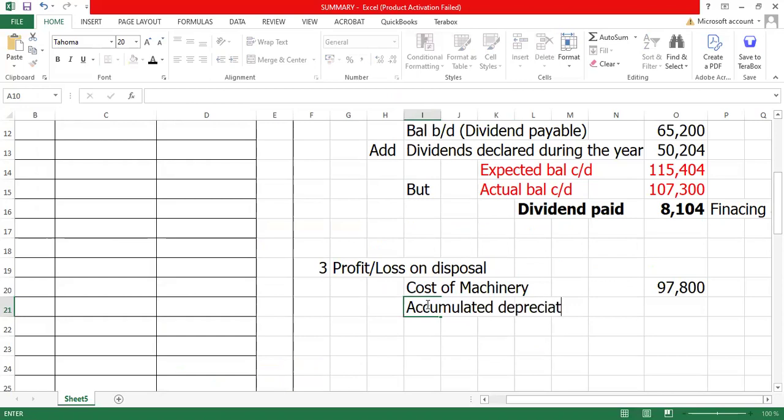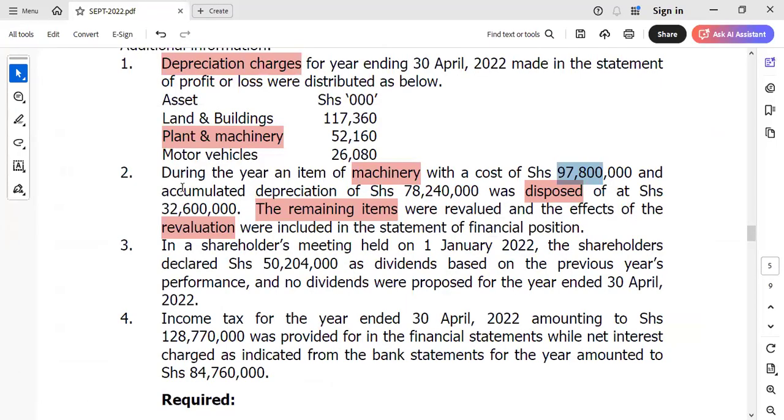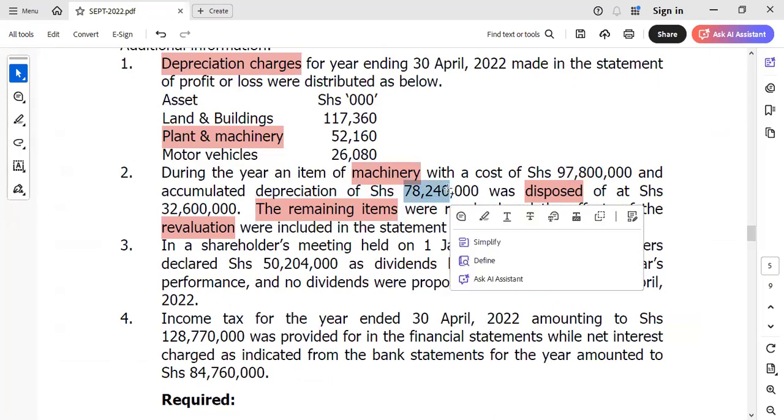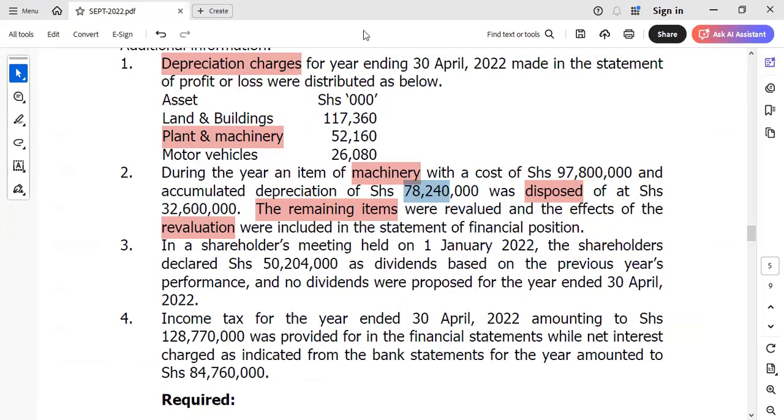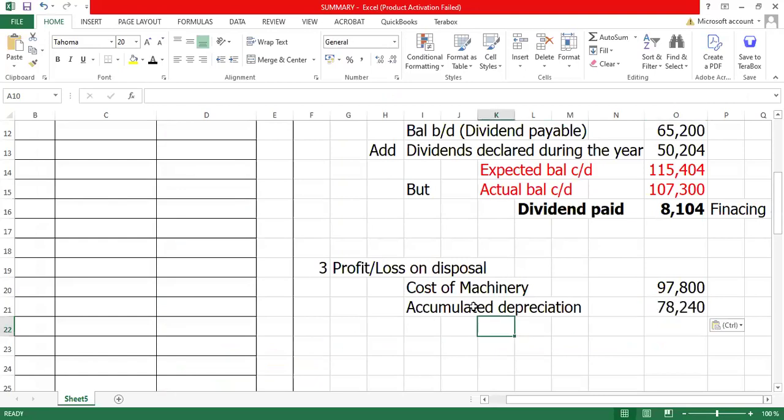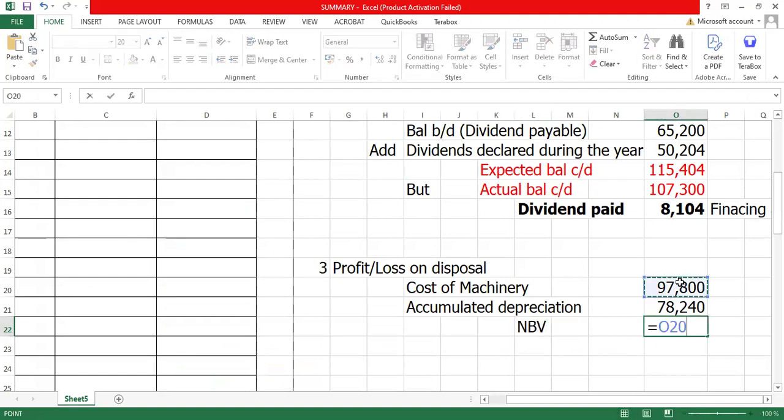Depreciation, the accumulated depreciation of this machinery was how much? It was 78,240. So that is our accumulated depreciation. So when you get cost minus accumulated depreciation, what do you get? You get net book value. This one minus this one, you get net book value.